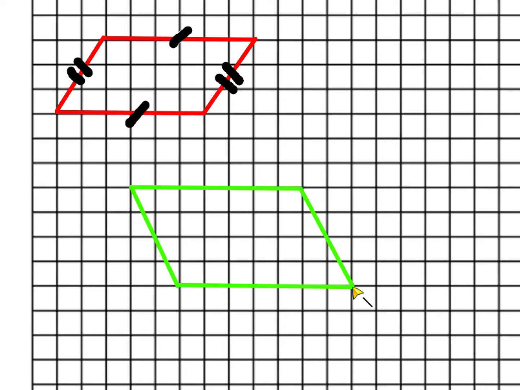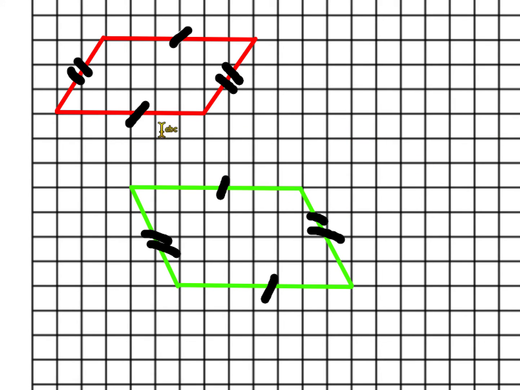What can you tell me about the lengths of the sides of a parallelogram? Brilliant. So the opposite sides are always equal. So this side is the same length as this side, and this side will be the same length as this side. If we know that opposite sides are the same length, it's really easy, isn't it, to find the perimeter of a parallelogram, the distance all the way around the outside.